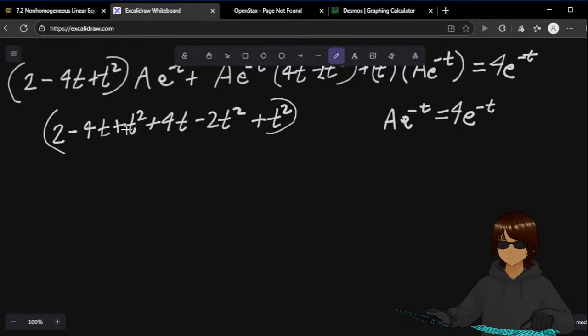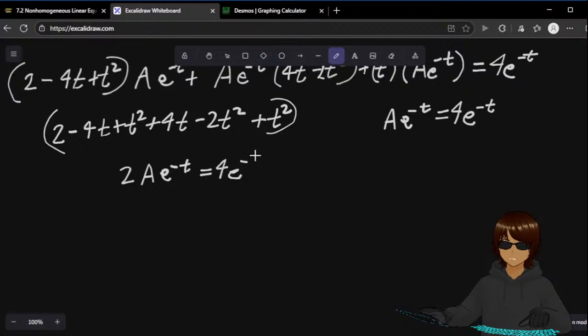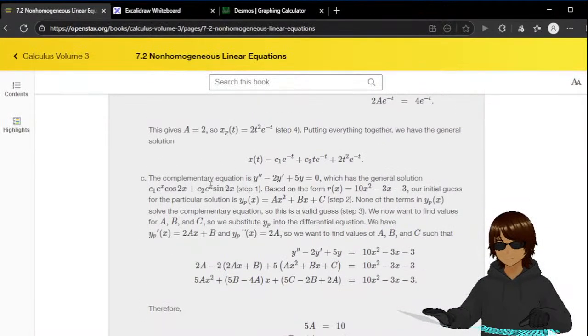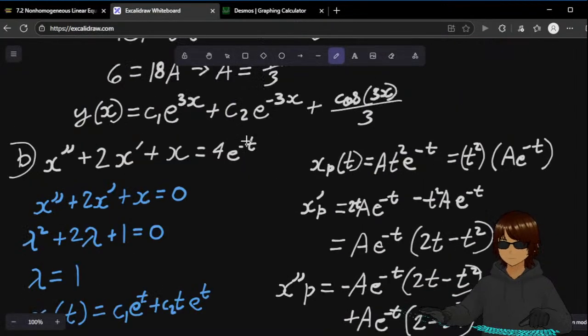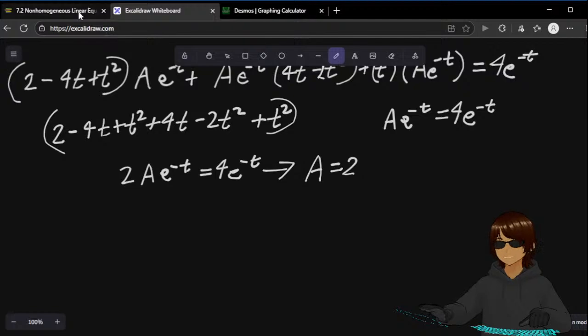Now t square will cancel out with minus t square. T and t will cancel out. We are left with 2. Is that right? 2a e to the minus t gives you 4e to the minus t, which implies that a is 2. Did that solve? A is 2. Yes.